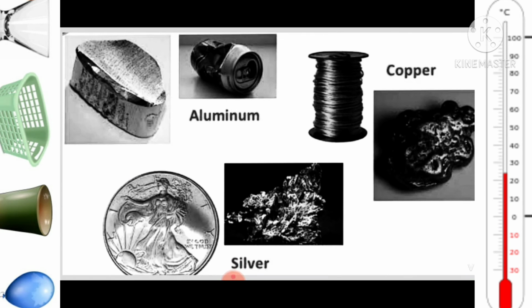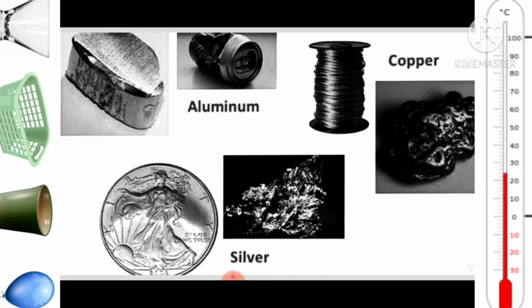So children, these are certain materials: aluminum, tin, copper, silver. All these are metal items which, when heated at one end, transfer heat to the other end, and we feel hot at the other end also after some time. So these are called good conductors of heat, because the energy is transferred but it is not damaging any part of these materials.